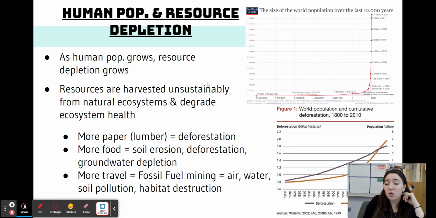Human population and resource decline. As human population grows, resource depletion grows. It's a directly proportional relationship. The more people we have on this planet, the more resources that we need. More space, more food, and more water. Okay.